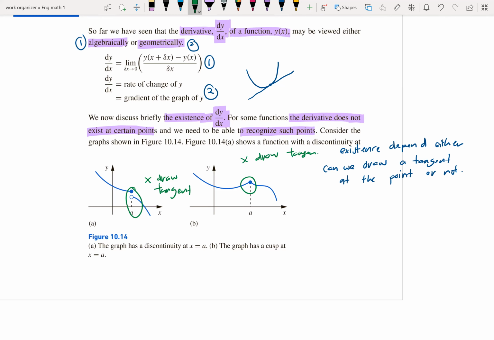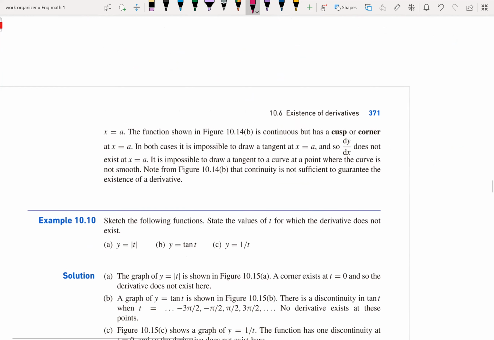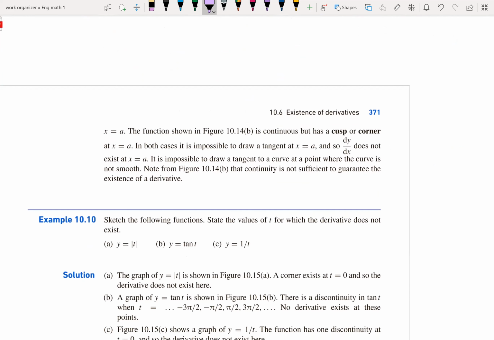In this form, we say it is a cusp or corner, as mentioned below here. Figure B, it is a cusp or corner. So in both cases, it is impossible to draw a tangent. So dy/dx, the derivative, does not exist at x equal to a.